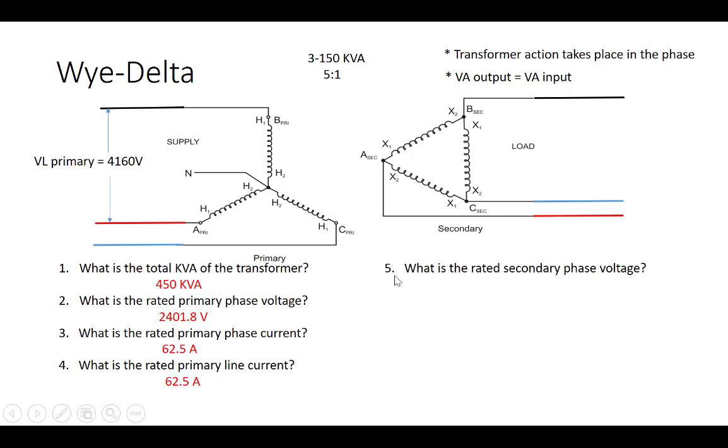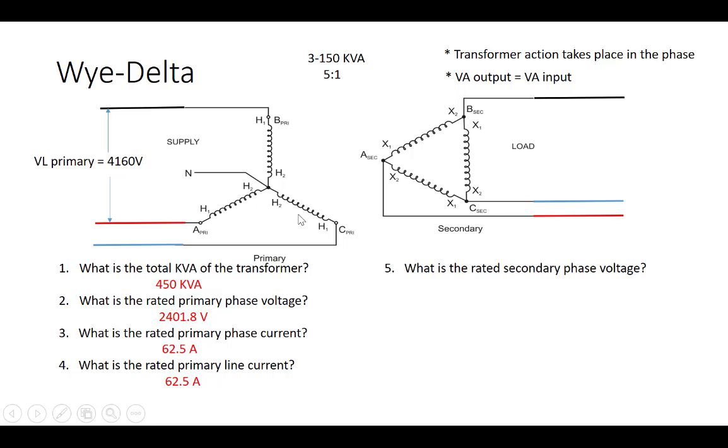The secondary phase voltage. In order to figure out our voltage, we always have to work our voltages from the generator or from my supply out to my load using the ratio that we have. And we have to remember that that ratio always takes place phase on the primary to phase on the secondary. And this is where it's really important to see how that ratio works. If I was just to take 4160 and divide it by 5, I would get 832 volts.